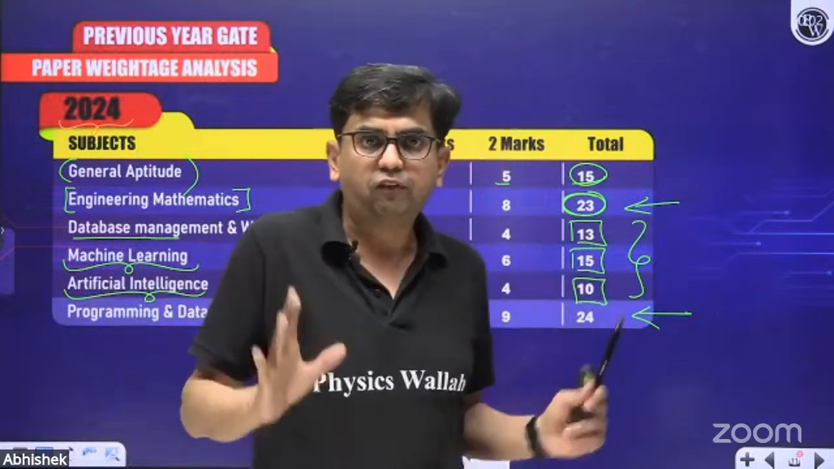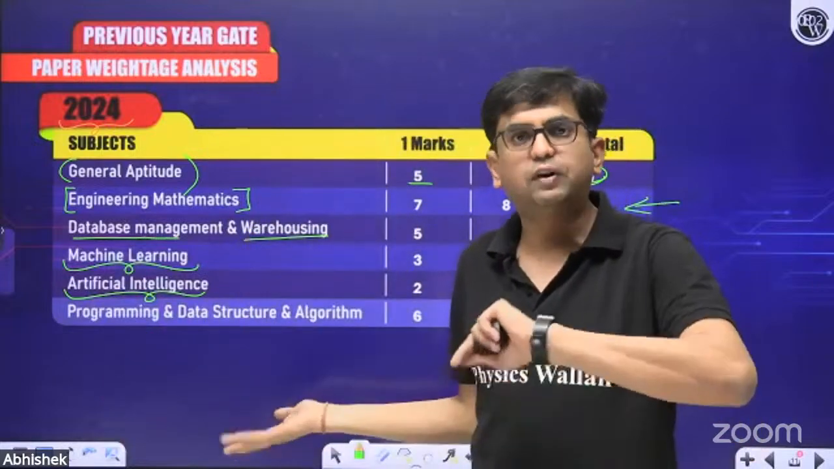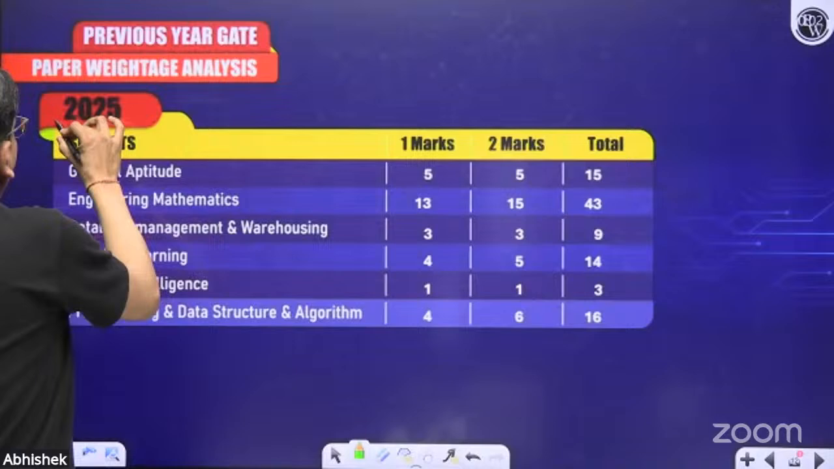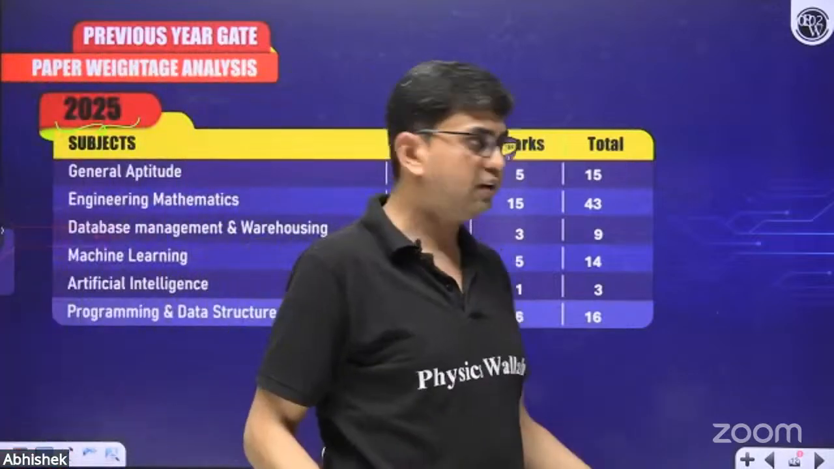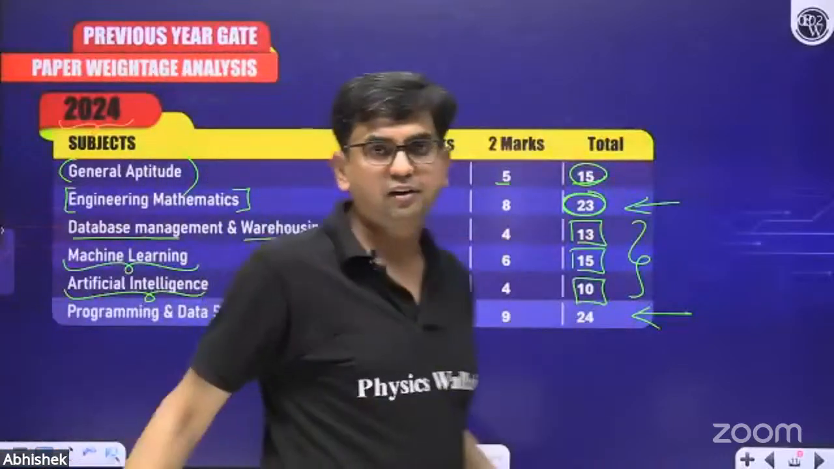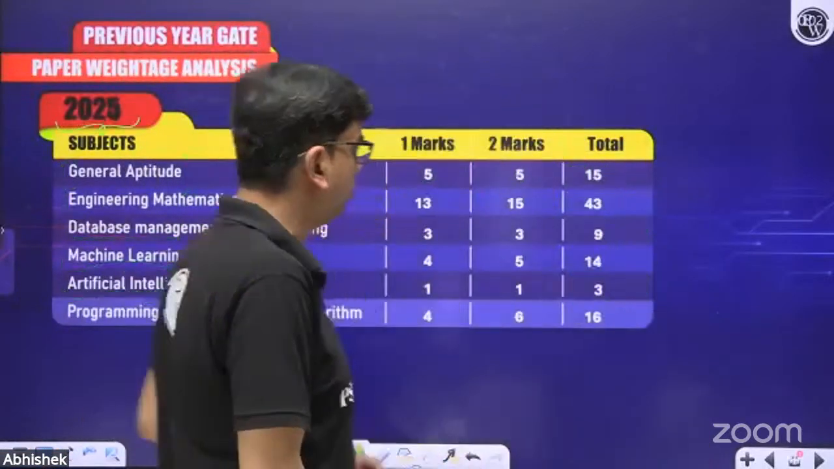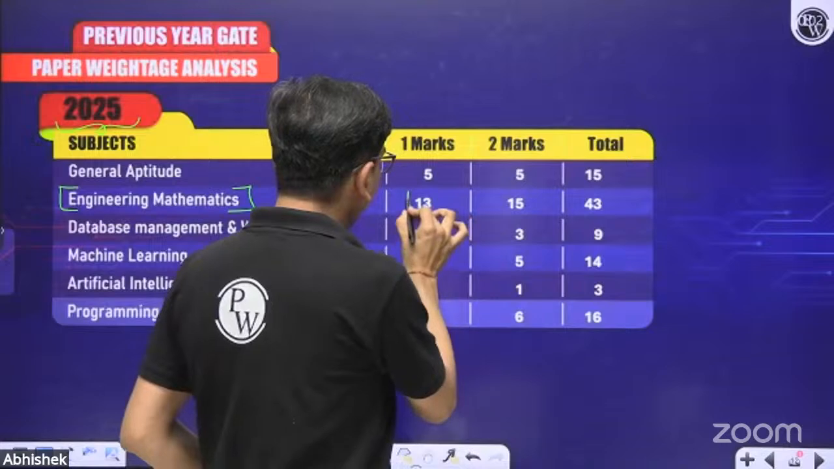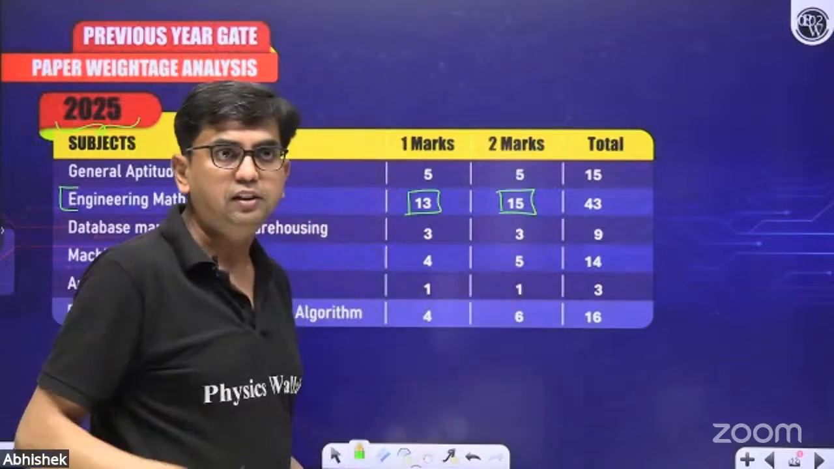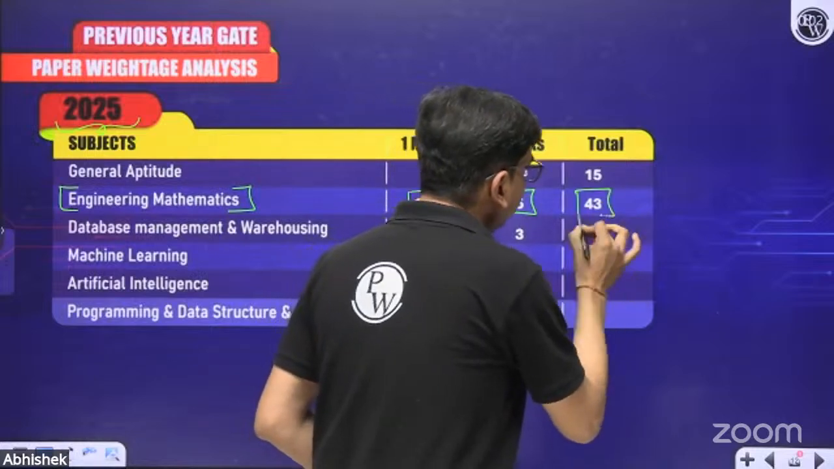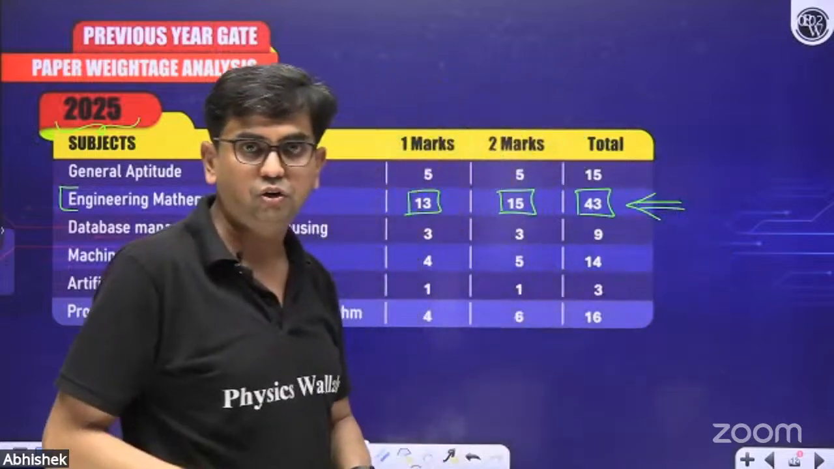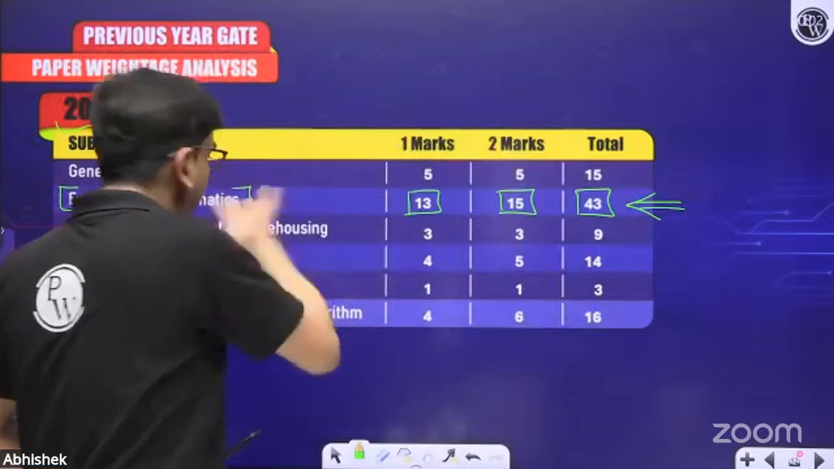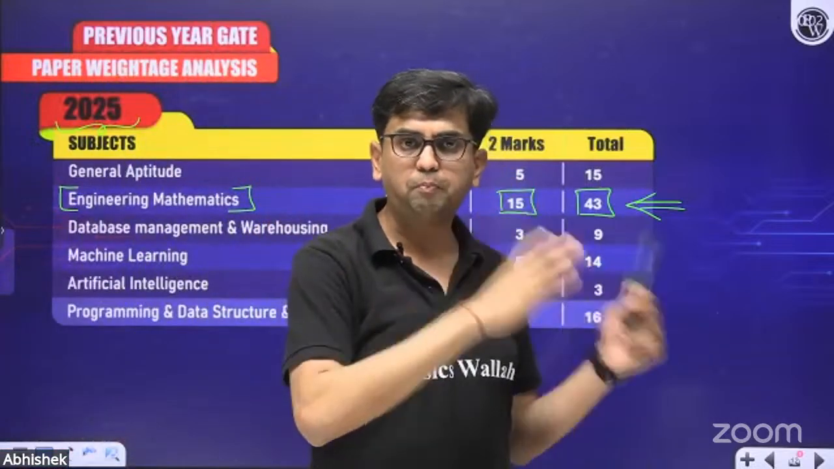But as we expected in 2024, it would almost repeat with minor modifications. But in 2025 the statistics are very different. Engineering mathematics was the second highest earlier, but in 2025 its weightage is 13 1-mark questions and 15 2-mark questions, basically 43 marks, a very high weightage in the examination. So if you are going to prepare for GATE DA, engineering mathematics is a very crucial point. You should not miss this subject.